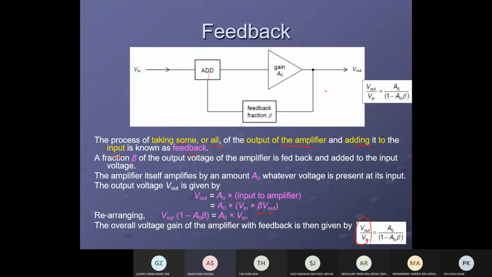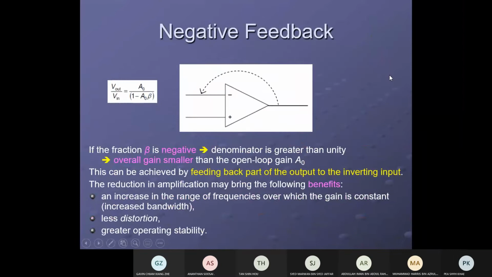So last time, V out over V in was perfectly A naught. Now down there you have a number, so the gain is not A naught anymore. The gain becomes smaller. So according to electronics, by doing feedback, gain drops.